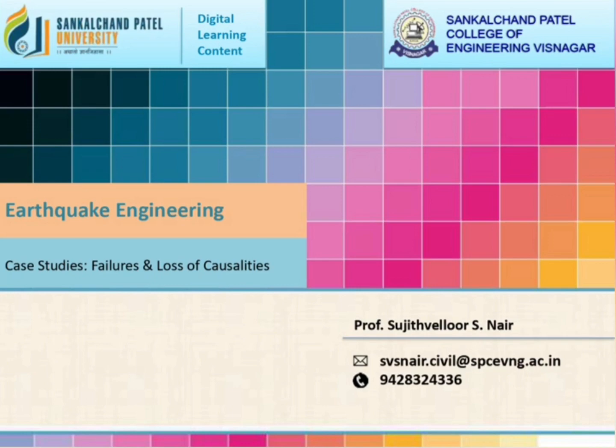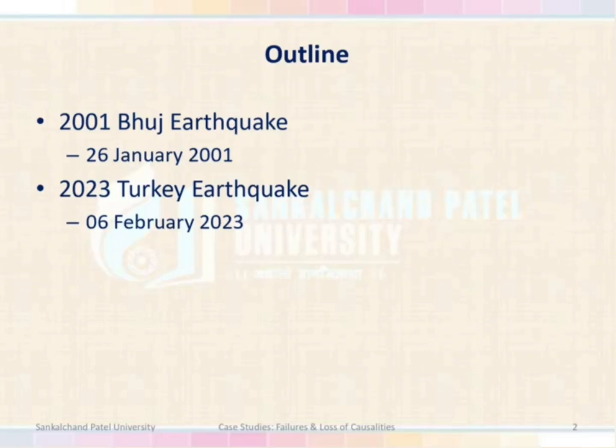Today we will be discussing case studies, failure and its loss of casualties. The case study is related to the Bhuj earthquake that occurred on 26 January and the Turkey earthquake on 6th February. We will be discussing these earthquakes. So let us start with the Bhuj earthquake.